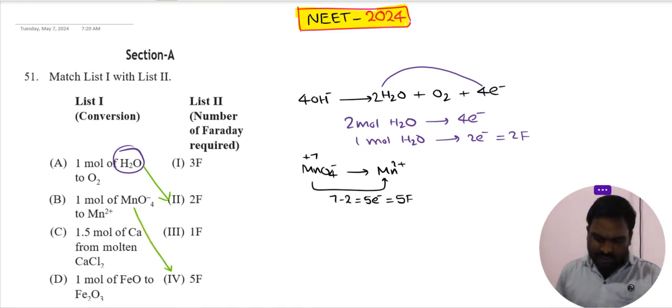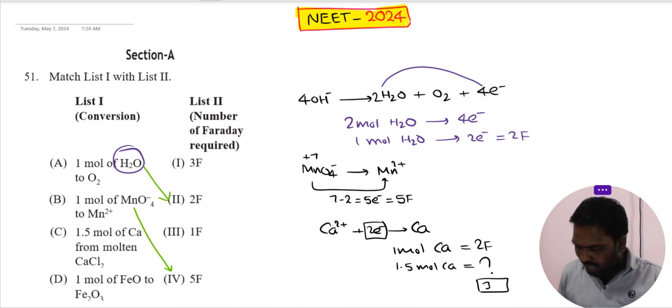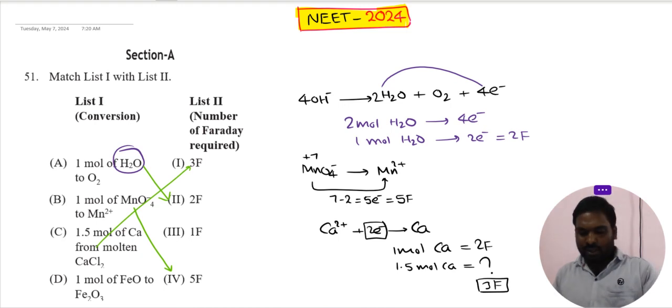4 is matched. And for calcium chloride to calcium, you can take calcium 2 plus plus 2 electrons giving rise to calcium. How many electrons are consumed? 2 electrons for 1 mole calcium. So 1 mole calcium needs 2 Faradays. But 1.5 mole calcium is given, so how much? The answer is 3 Faradays. So it is matched with 1.